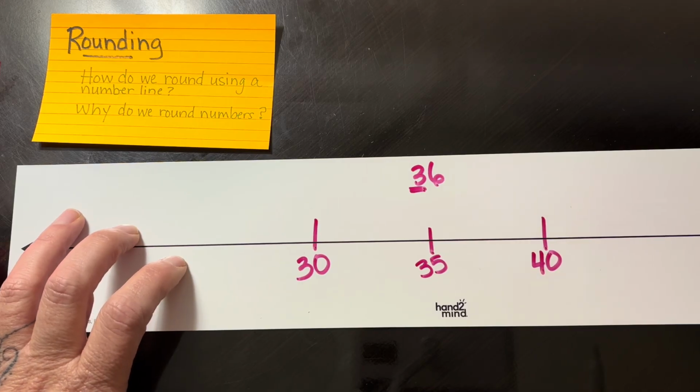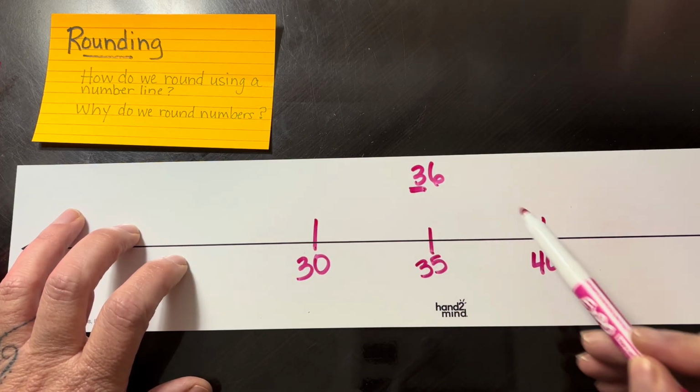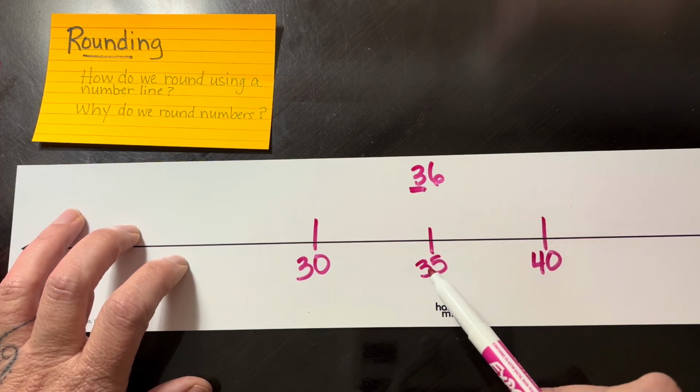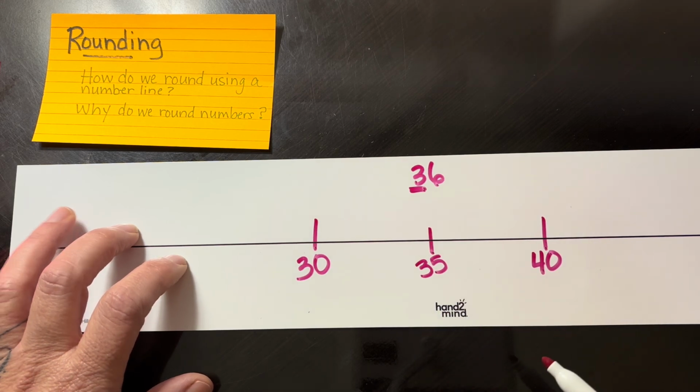Helping them to understand how to get there will help when they get to larger values. It's half of the leap. The leap is 10, so half would be 5. 5 more than 30 is 35.